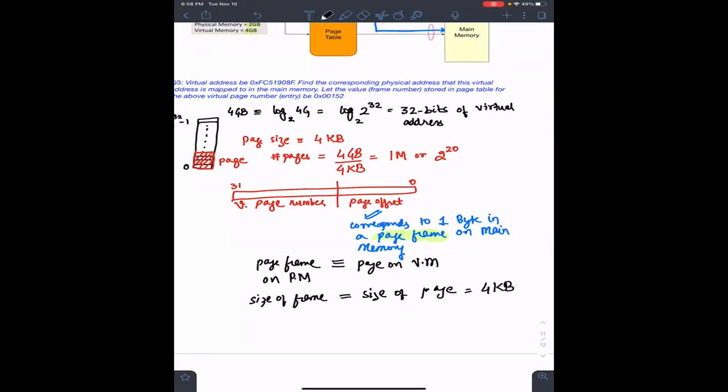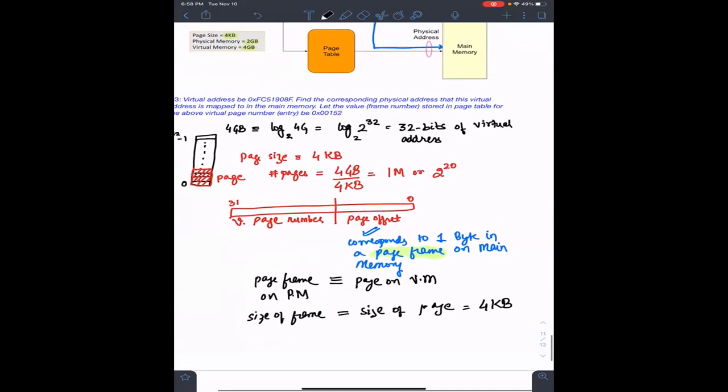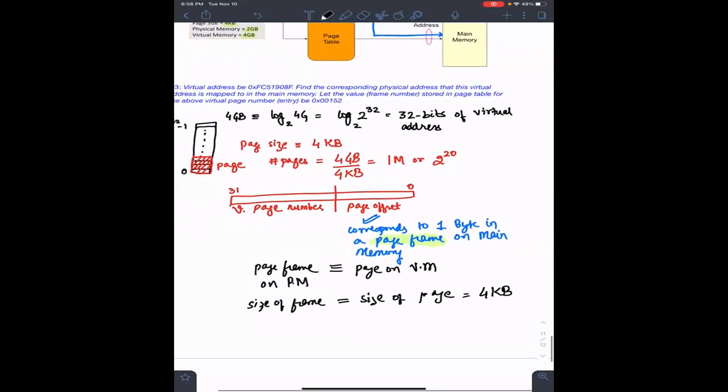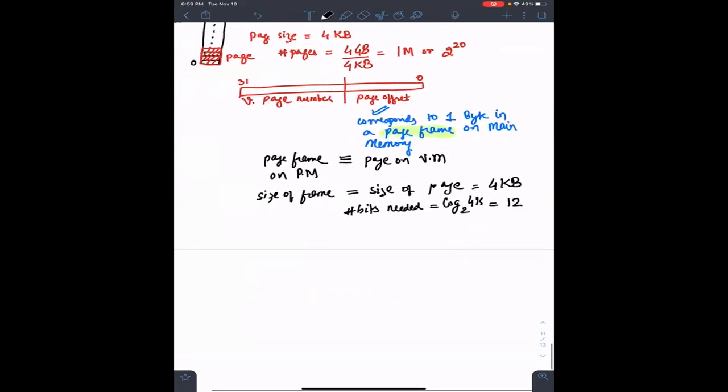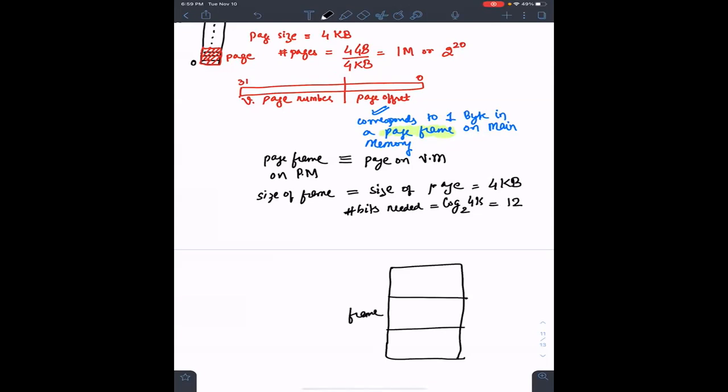So what is 4 KB? 4 KB is the number of bytes which makes up a frame or a page. So the number of bits needed is log of 4K to the base 2, which is 12, since K is 2 raised to the power 10 and 4 is 2 raised to the power 2. So 12 bits are needed to locate a byte in a frame. So if this is your main memory, and suppose this is a frame, to go inside this frame, the frame size is 4 KB.